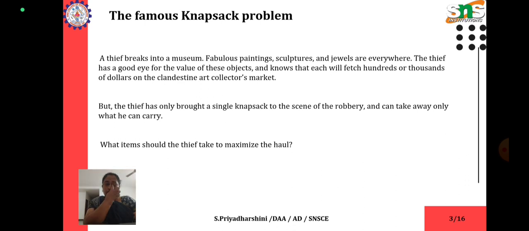So the famous knapsack problem: a thief breaks into a museum. The fabulous paintings, sculptures and jewels are everywhere around in the museum. The thief has a very good eye for the value of these objects and knows that each will fetch hundreds or thousands of dollars on the clandestine art collectors market. But the thief has only brought a single knapsack to the scene of the robbery and can take away only what he can carry. What items should the thief take to maximize the haul? This is the knapsack problem.